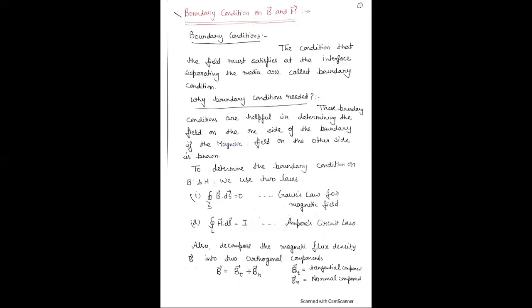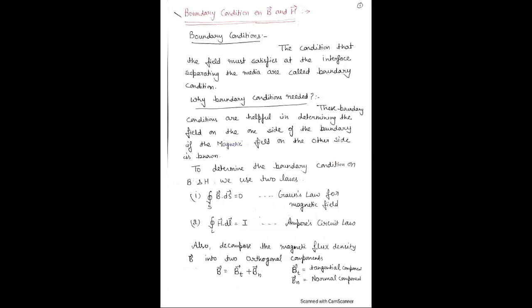For boundary condition on B and H, we use two laws. The first is Gauss law for magnetic field, which means the closed surface integral of magnetic field B dot dS is equal to 0, because we know that the nature of B is solenoidal. And the second is the line integral H dot dl is equal to I, which means Ampere's circuital law. We use these two laws for finding the boundary condition on B and H.